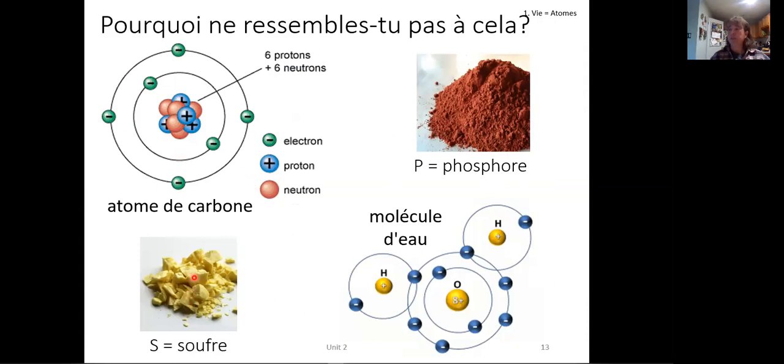So we've been seeing pictures of pure elements. Here's pure sulfur, pure phosphorus. But how come we don't look like this? We look totally different than the raw atoms and the raw elements. When atoms come together, they form molecules that act differently than the individual elements. So, for example, hydrogen and oxygen are gas, but when they're a molecule, they're a liquid. And most of our body, like most of the Earth's surface, is made up of water.